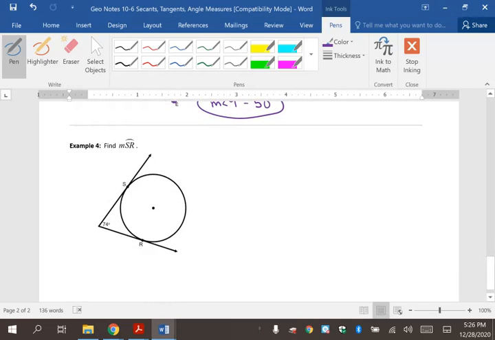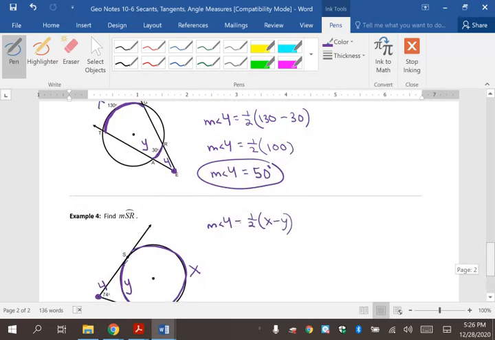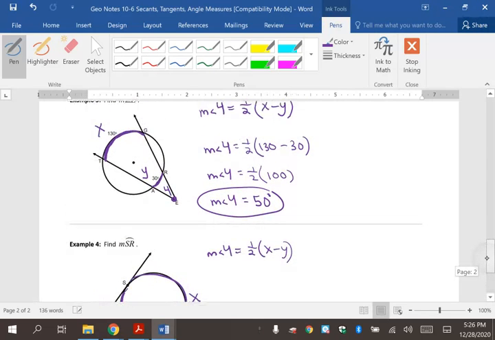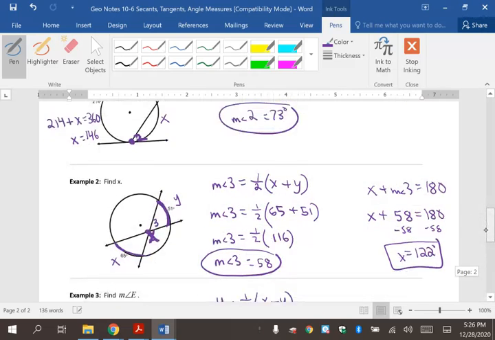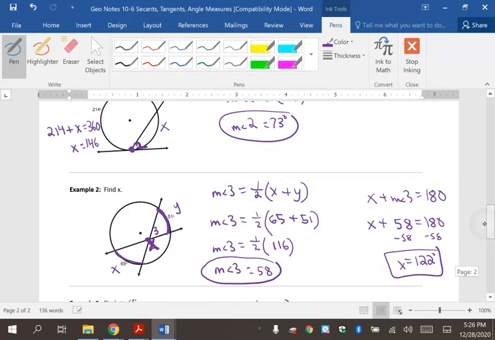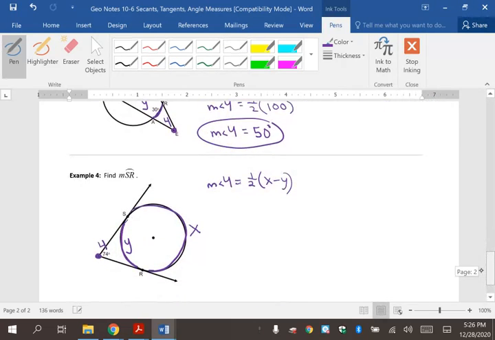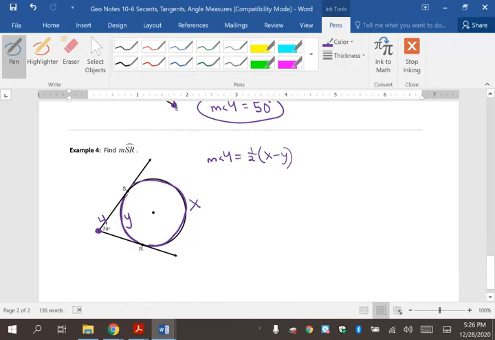Last problem, number 4. Where is the vertex? It's outside the circle, so that's angle 4. So measure of angle 4 equals 1/2 of x minus y. X is the big arc it cuts off. You must label it. And the little arc is y. So again, like in our other problems, note that I have labeled the x and the y. Do you guys notice that? It is necessary that you label the angle as 1, 2, 3, or 4, and you label the arcs it cuts off as x's and y's. So again, make sure you're marking that up.